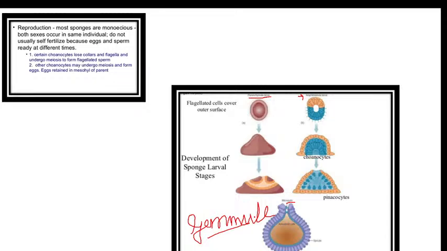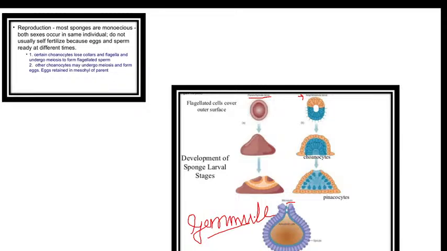Then the canal or the open space found inside the sponge is called the spongocoel. The skeleton consists of spicules. Spicules are the skeleton of sponges, the supporting structures. Spicules are of two types, calcareous spicules and siliceous spicules. Then sponges are filter feeders.